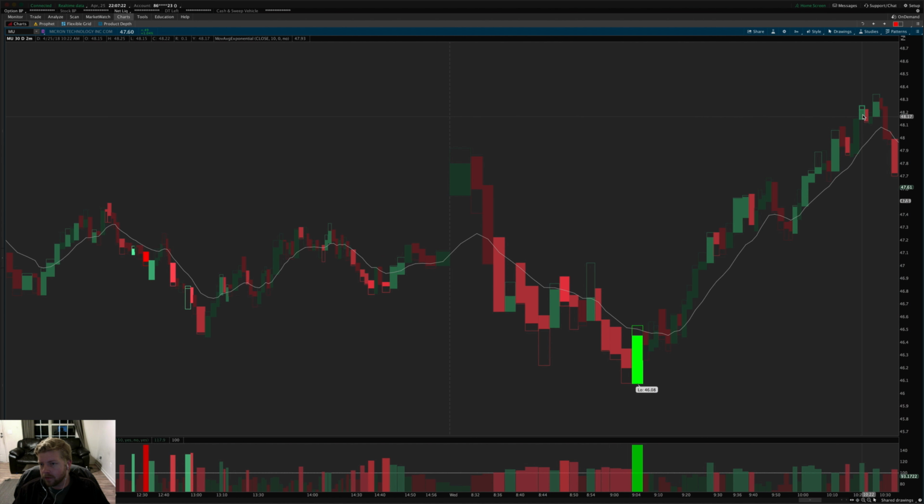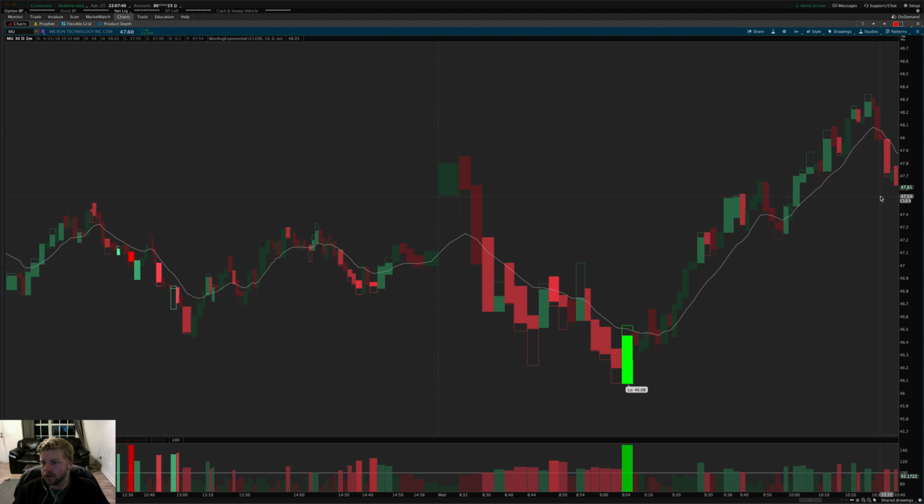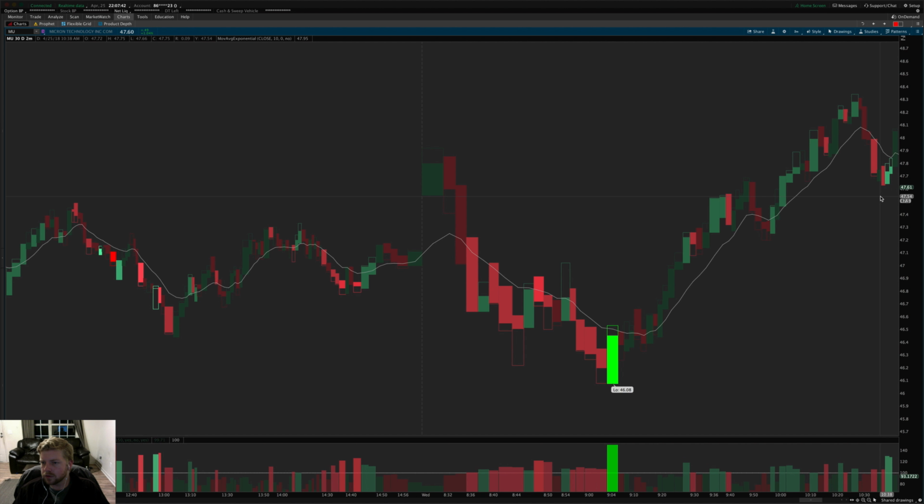Now we have a marginal high made here above the morning's high of the day. We get some sharp sell-off on low volume, and then the volume picks up here. We've got no real signals yet here.